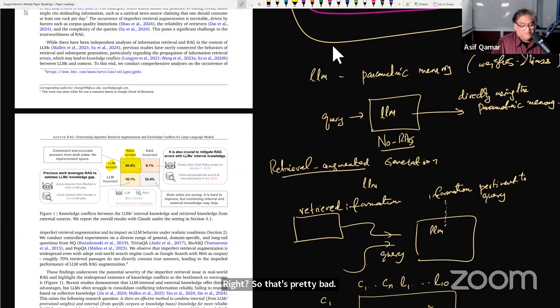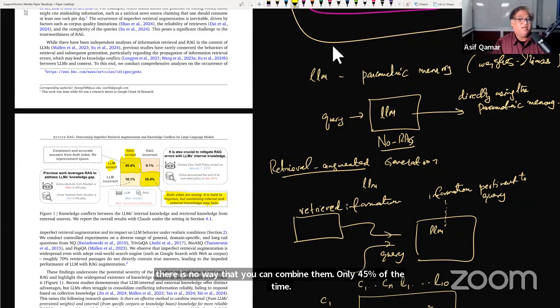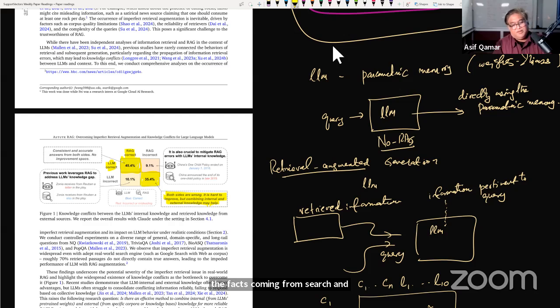And then what makes it even worse, I'm sorry, I take that back, 35%, not 45%, 35% of the time, it is as bad as it gets: the LLM is wrong and the facts are wrong or irrelevant. Right? So there is no way that you can combine them. Only 45% of the time, you have a situation where the facts coming from search and the understanding of the LLM resonate with each other and they happen to be correct.